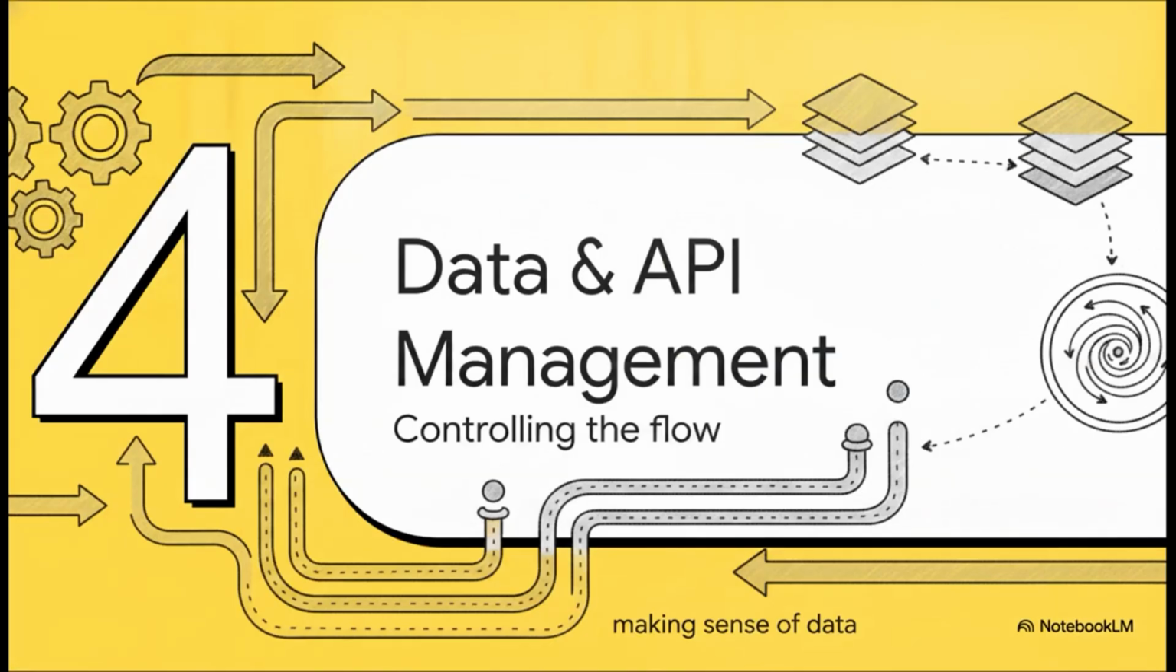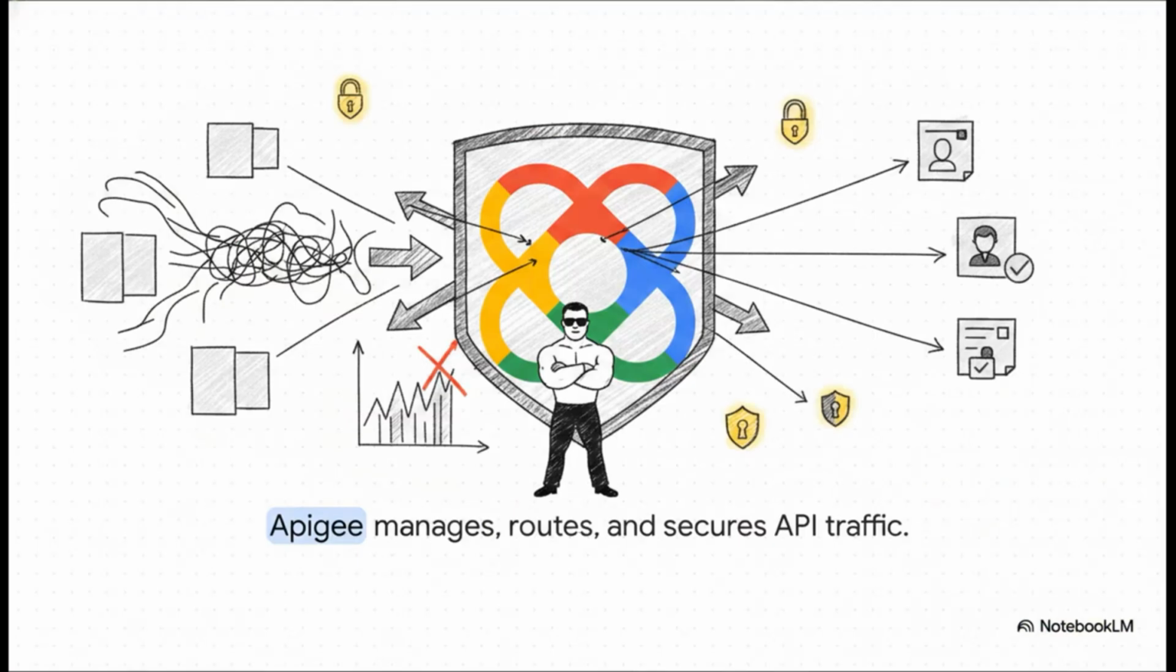That brings us to part 4, data and API management. A modern application has to effectively manage incoming traffic and make sense of its own data to be truly useful. It's not just about turning it on, it's about controlling the flow. This is exactly where Apigee steps in, acting as the critical gateway for managing, routing, and securing all of your API traffic. Because AI can generate dozens of API endpoints in seconds with vibe coding, Apigee acts like the necessary bouncer at the door of your new app.